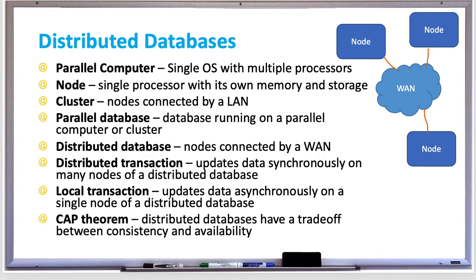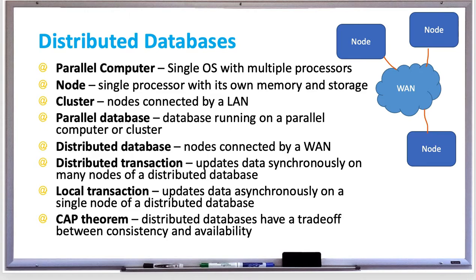It can also break down some queries, such as join queries, into parts that run concurrently so that it executes faster. Distributed databases consist of nodes or multiple computers connected by wide area networks. And there's a picture of that in the top right corner of this screen.